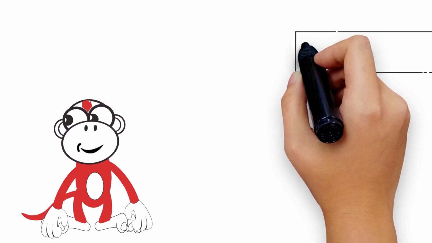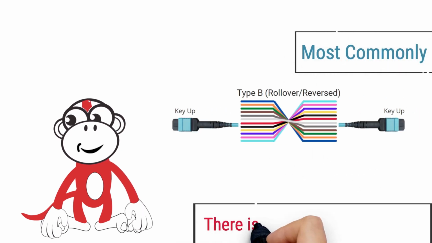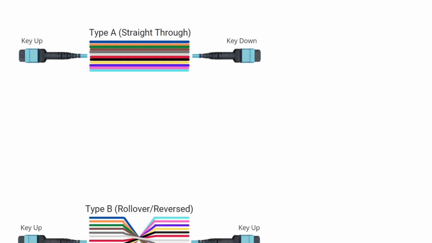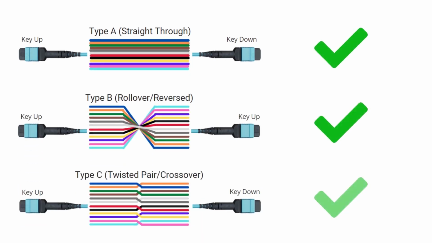While Type B polarity is one of the most commonly used, there is no right polarity type. The correct polarity for your network will depend on your specific use cases.